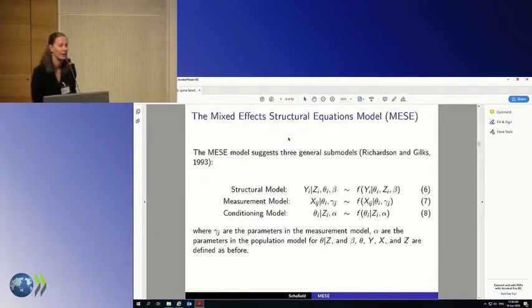So if I do that, then I'm going to end up with, in hierarchical form, this MESEM model. This model actually was sort of discovered, if you will, or sort of explained by Richardson and Gilks, who are two people who work in epidemiology. And they lay this model out in some sense as the highest level being the structural model, then a measurement model of some kind, with this conditioning model as well. So what I'd like to do, for the remainder of my time, is go through each of these sub-models in a little bit more detail, and then I have two examples of the MESEM model in practice.